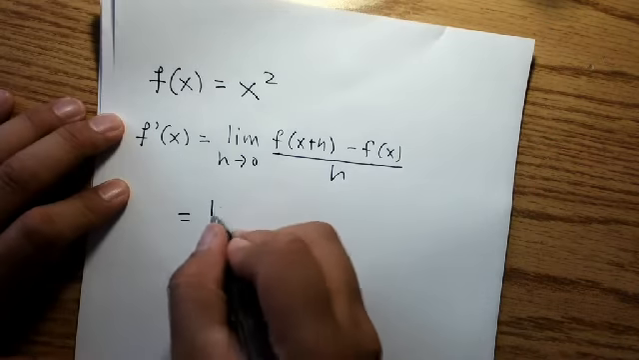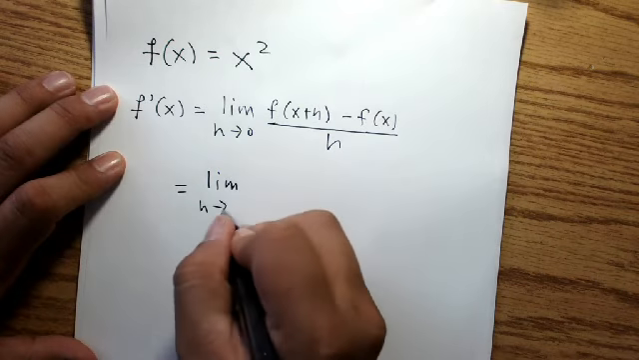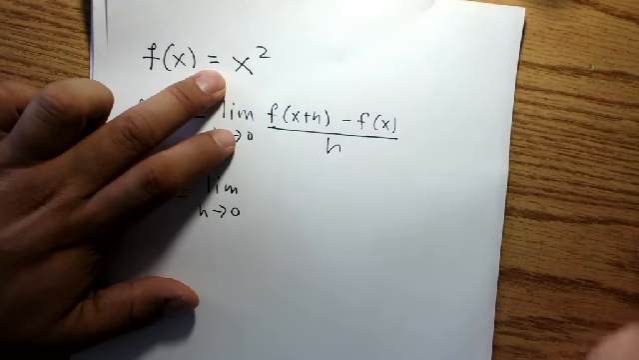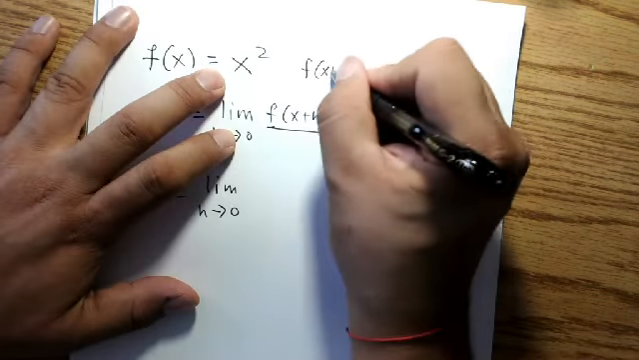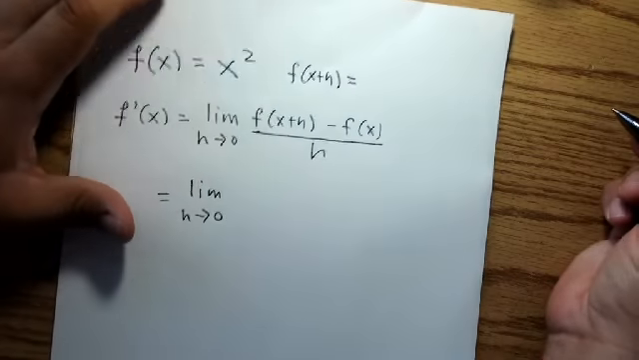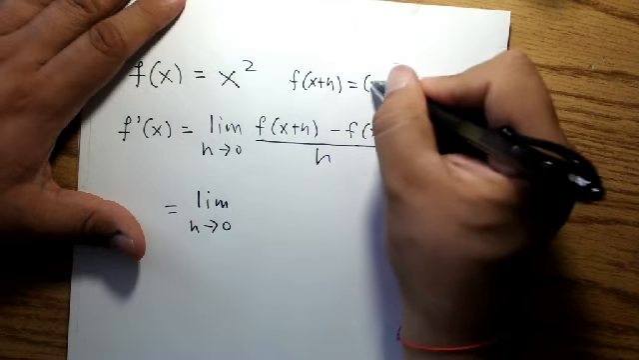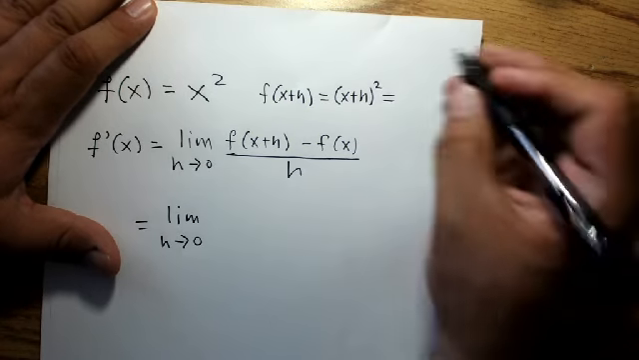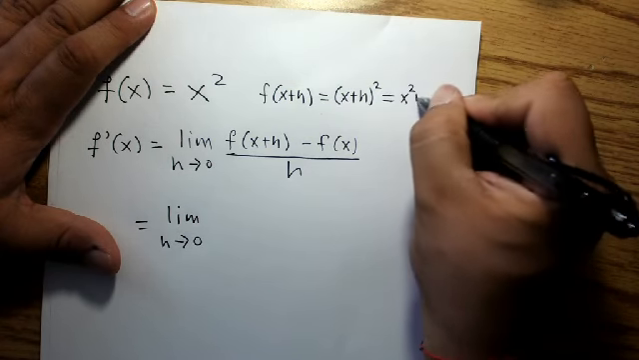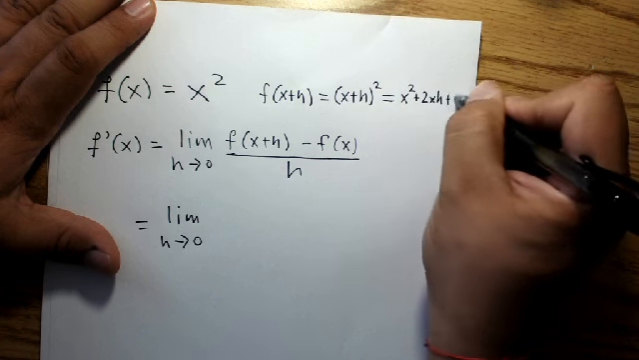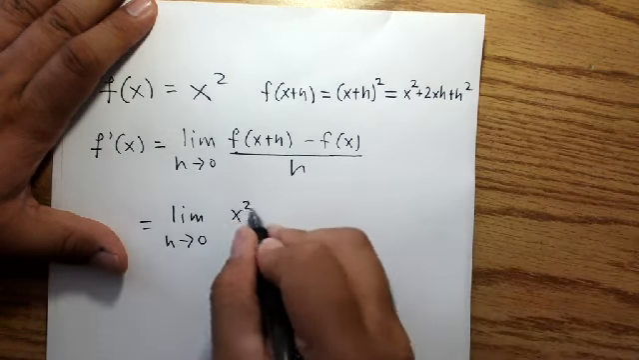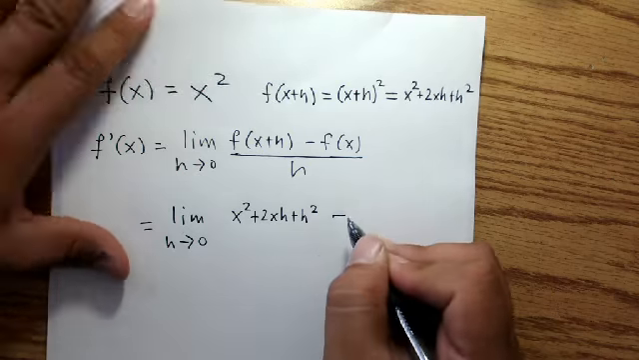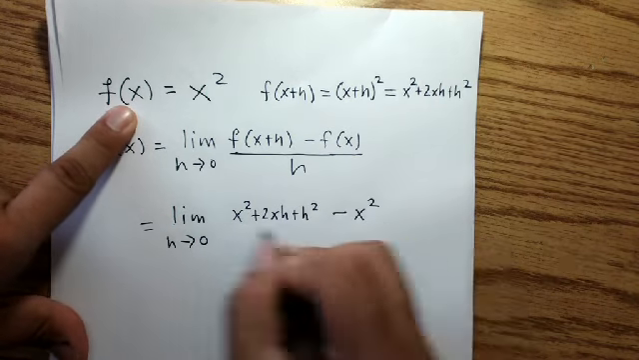Well, this would be the limit as h goes to 0 of f of x plus h. If f of x is equal to x squared, what is f of x plus h? f of x plus h would be x plus h squared. And when you expand that out, what would that give us? x squared plus 2xh plus h squared, minus f of x. What is f of x? x squared, all divided by h.